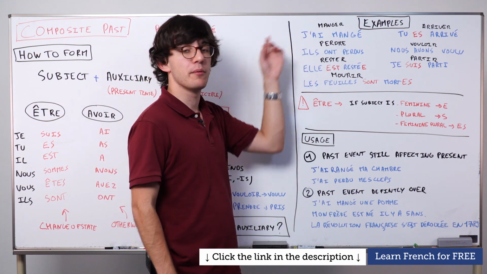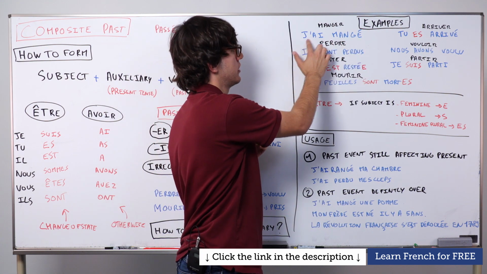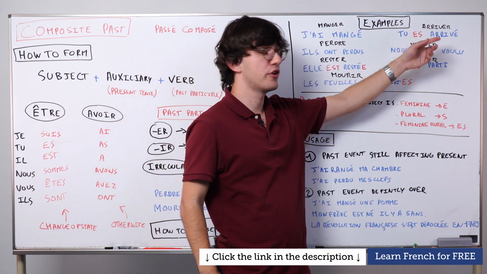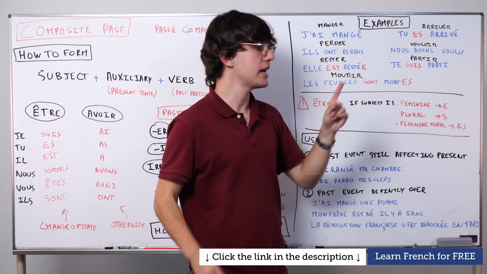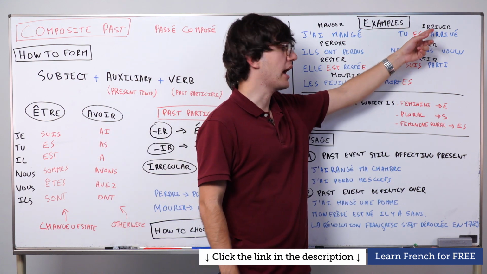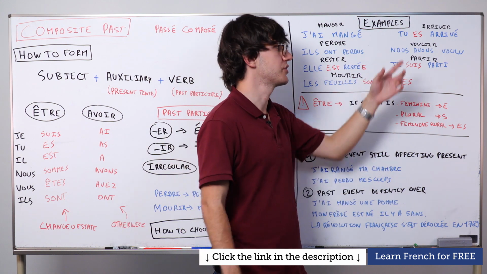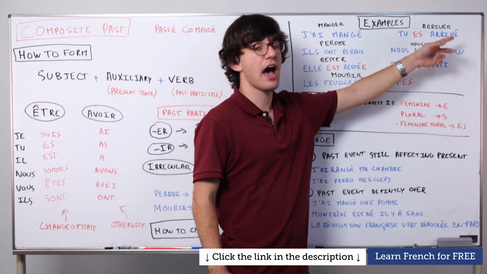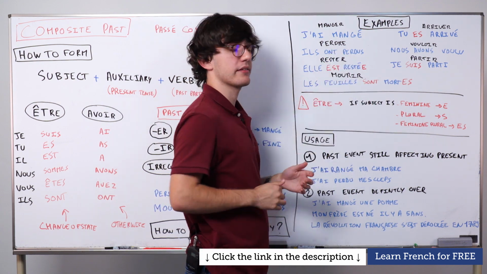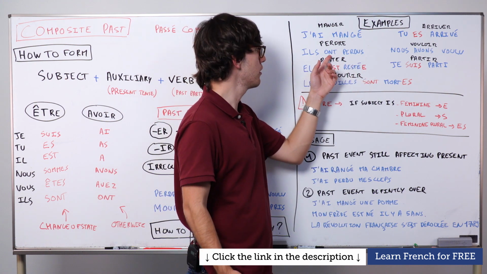So for the verb manger, with the subject, you've got here j'ai mangé. I ate. Then for the verb arriver, as I said, you need to use the auxiliary être, because with arriver, you're changing the state. Your state is changing, so this is like that. Tu es arrivé. You arrived. Then here is perdre, to lose. Ils ont perdu.